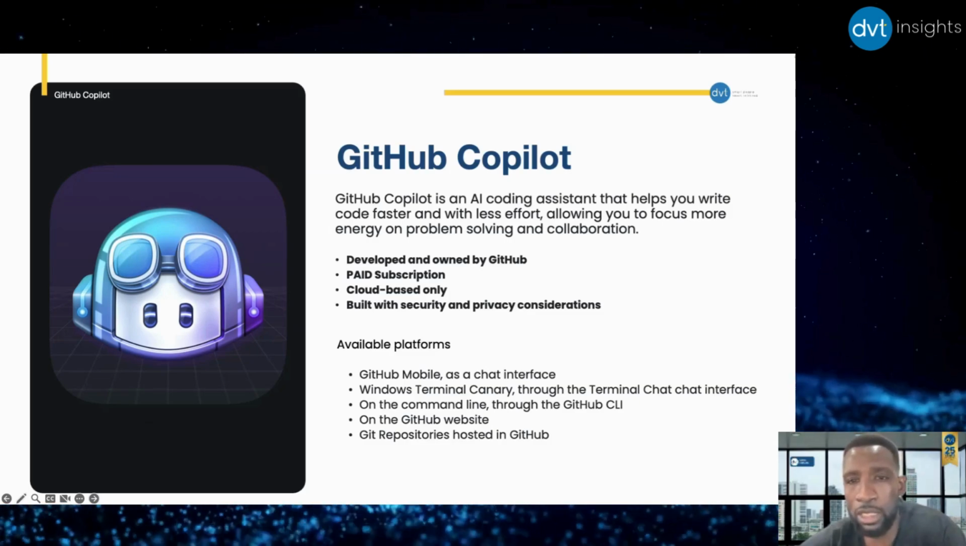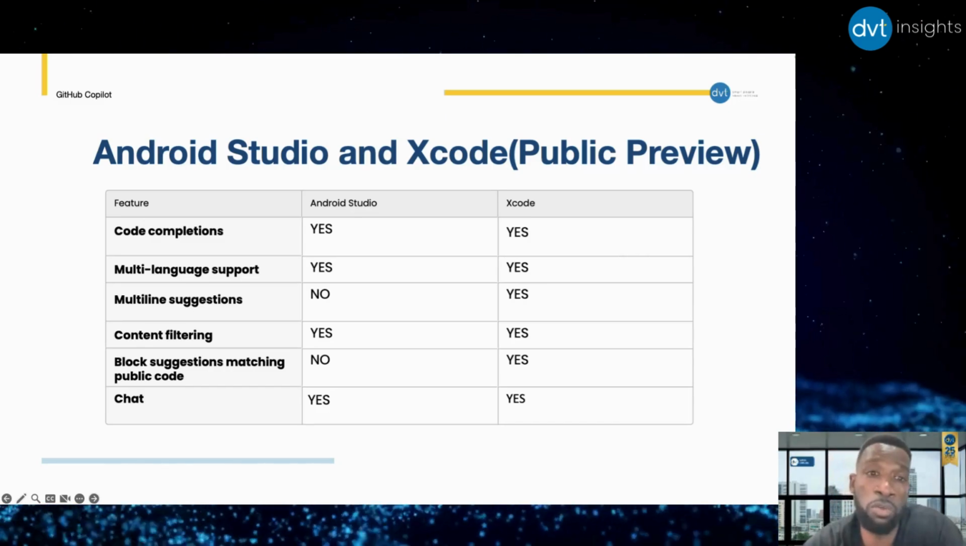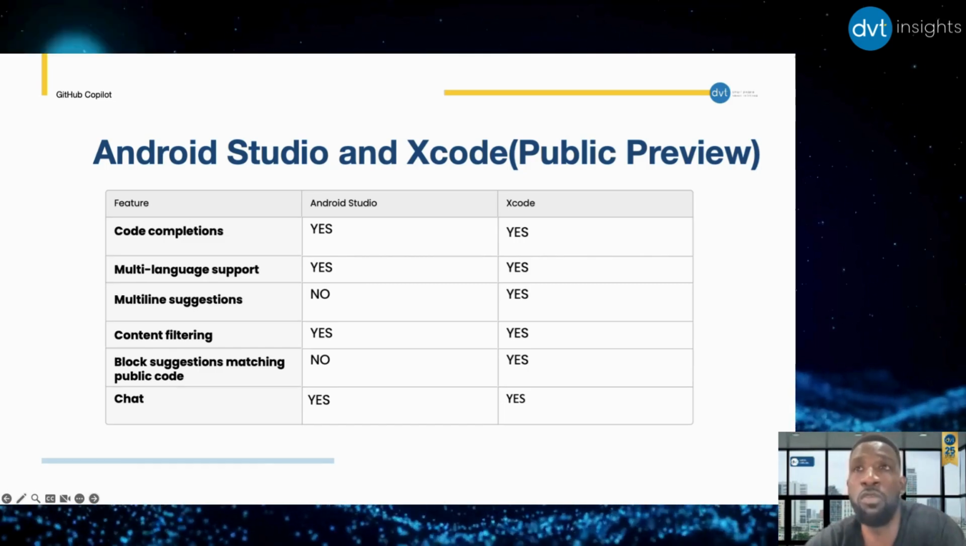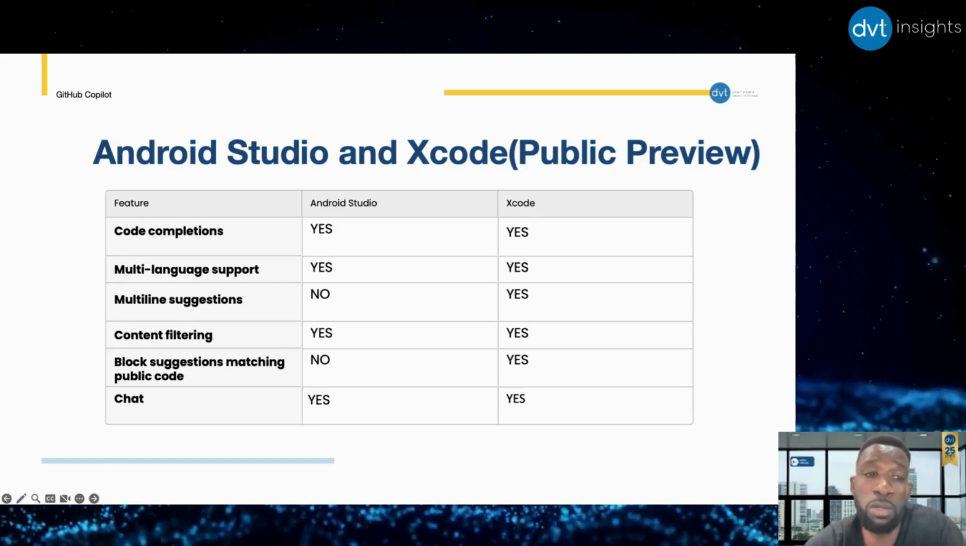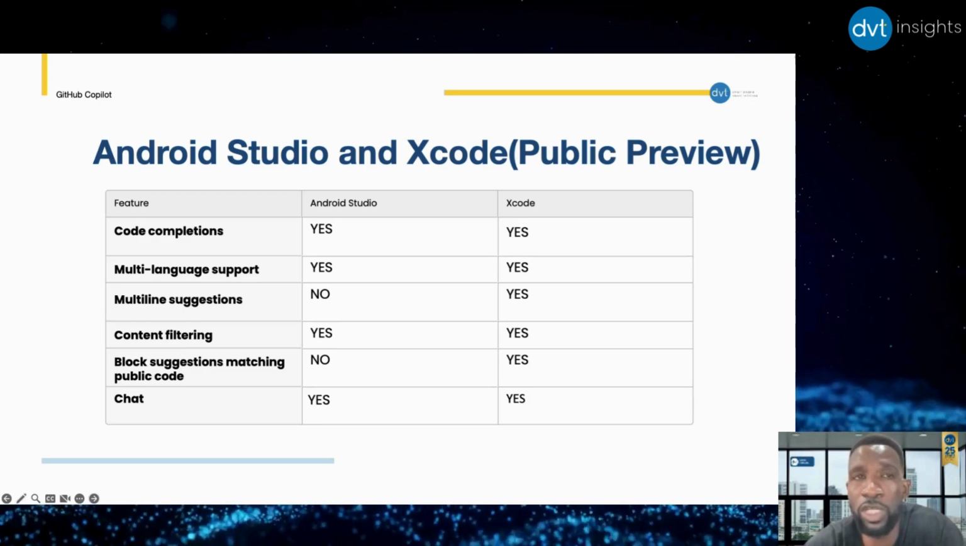So with that, here are the features that are currently available on both Xcode and Android Studio. The Xcode version is still in preview for most of the features, but you still have code completion, and you have multi-language support. You've got multi-line suggestions, and you've got content filtering, which is very good.